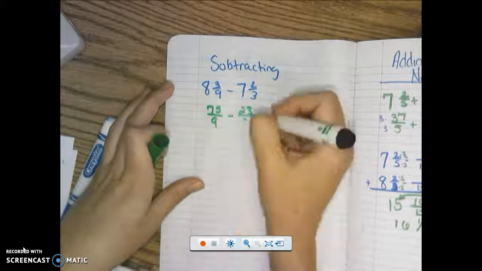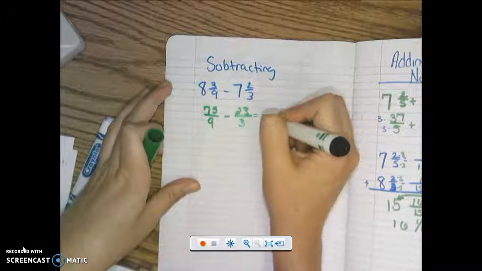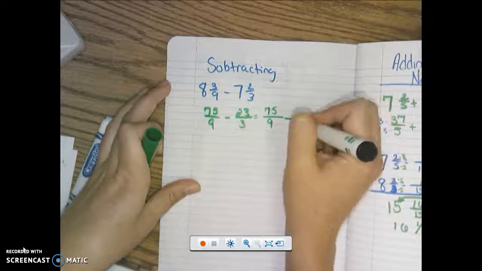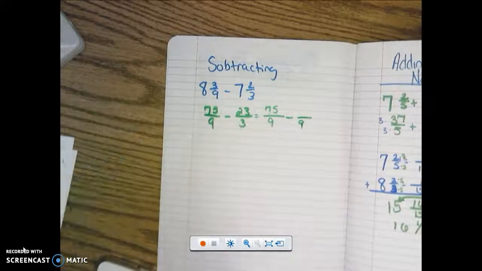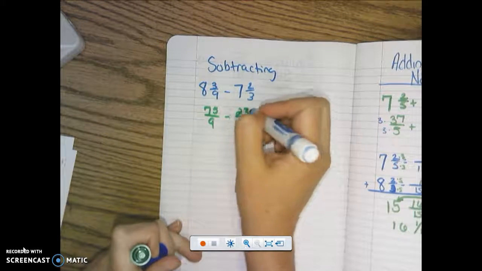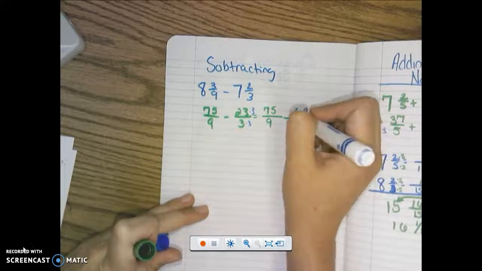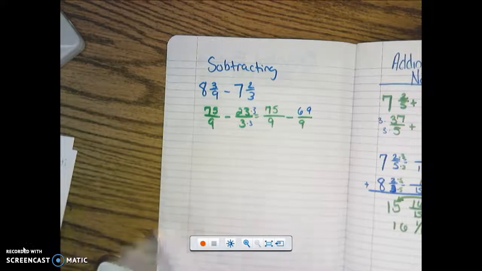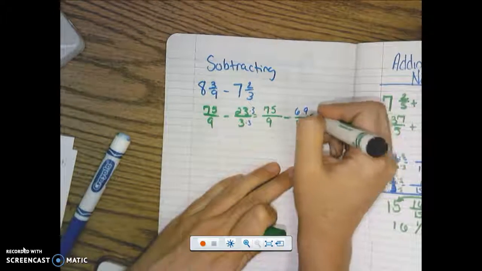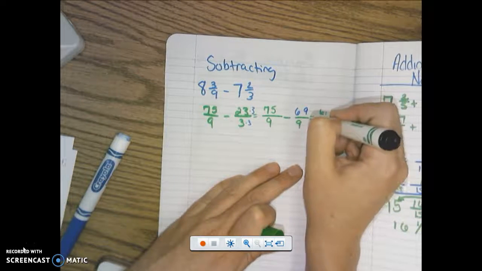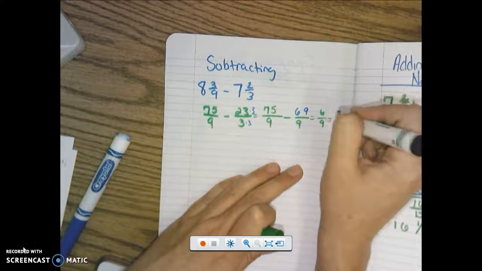And now I have to make my common denominators. My common denominator is going to be 9. So my first fraction, I don't have to change anything, which is nice. And then we want to think of 3 times 3. So I have to do 23 times 3. So 3 times 3 is 9, 2 times 3 is 6. So 69. And now I want to subtract. 75 minus 69 is going to be 6 ninths, which simplifies to 2/3.